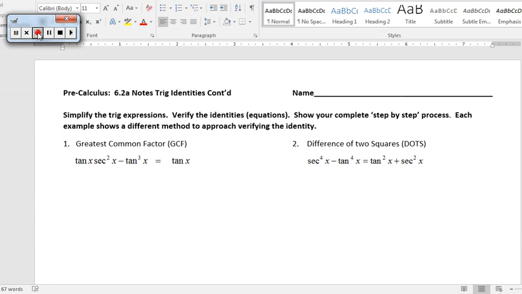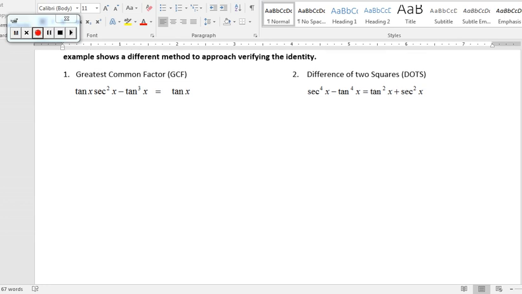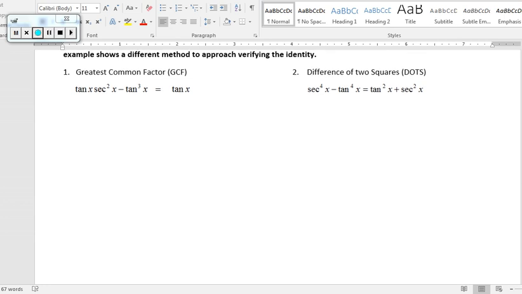Everybody, we're going to continue on with 6.2a. We're going to continue with our identities. I'm just going to show you some different things to look for, different ways to approach these problems. One is looking for a greatest common factor. I'm looking between the two terms, which have to be turned into one term.